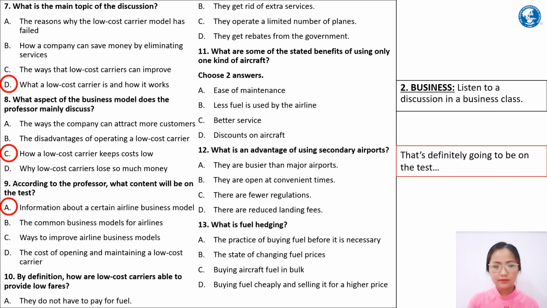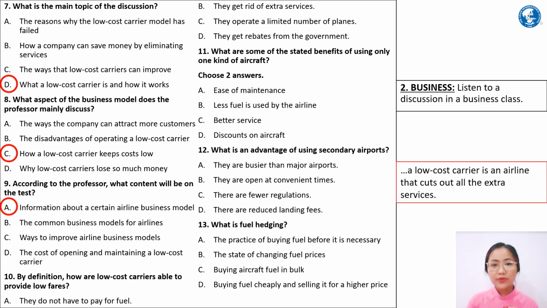Question number 10. By definition, how are low-cost carriers able to provide low fares? From the recording, a low-cost carrier is an airline that cuts out all the extra services. So, the answer is definitely B, because get rid of has the same meaning as cut out.